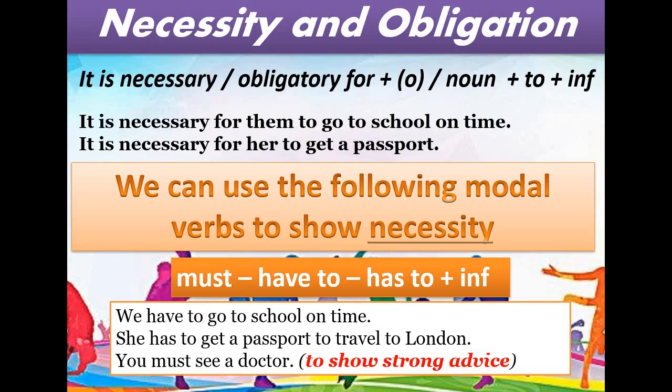Okay, so we can use have to and must to express obligation. And there is a slight difference between the two words in the way they are used. Have to shows that the obligation comes from someone other than the speaker. For example, we have to be at the airport at least 2 hours before the flight. Another example, they have to wear their uniforms at school.